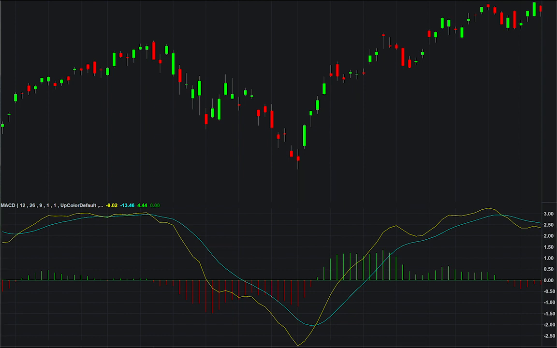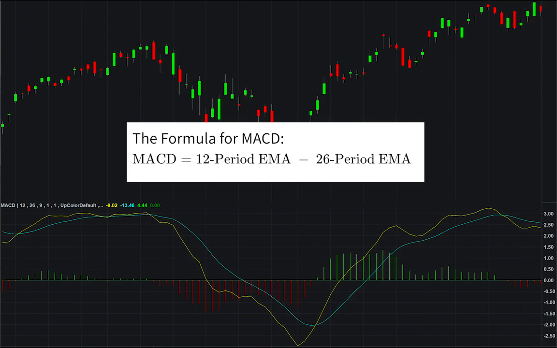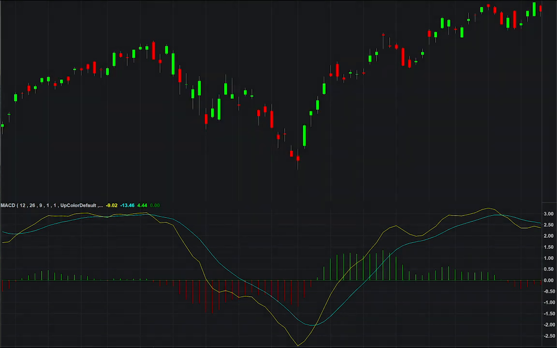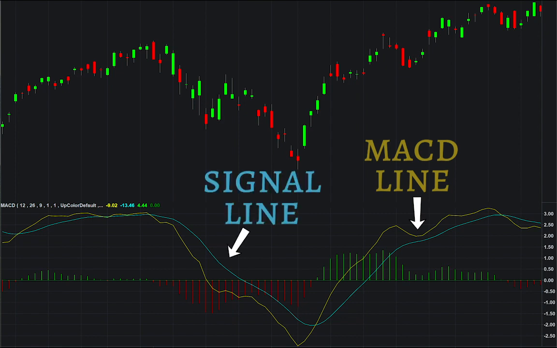The MACD indicator assists traders in understanding whether the bullish or bearish movement of a stock is strengthening or weakening. MACD is computed by subtracting the 26-period exponential moving average, or EMA, from the 12-period EMA. The result of this is called the MACD line. Next, a 9-period EMA of the MACD itself is plotted on top of the MACD line. This new line is called the signal line.